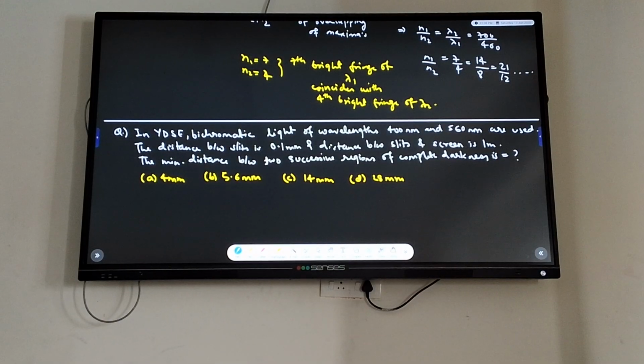It's 28 millimeter in the option D. Looks 18. Sir, the wavelengths are in nanometers. Yes, that's in nanometer.